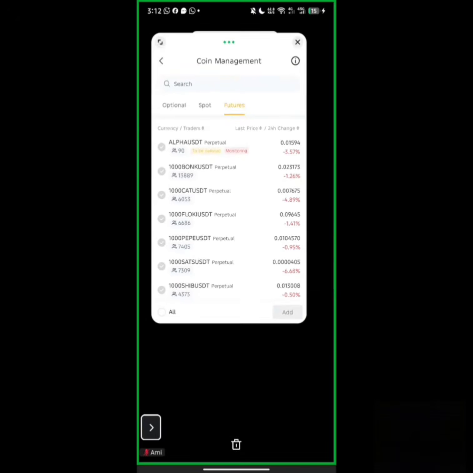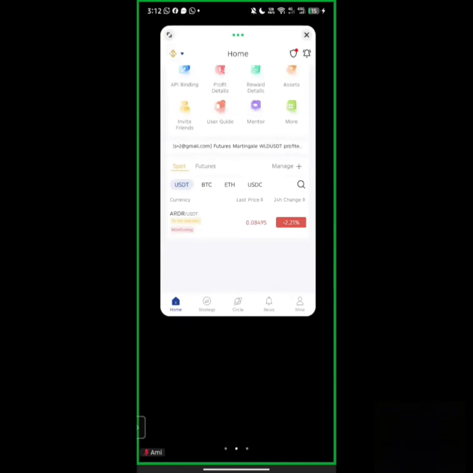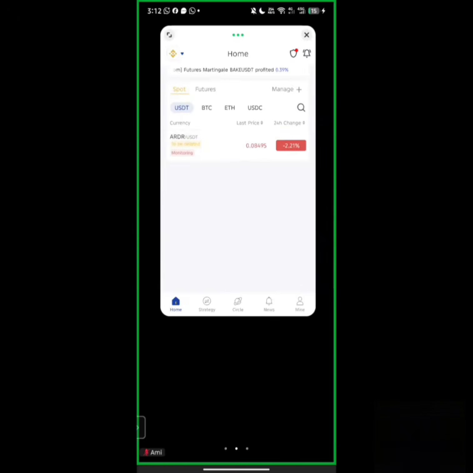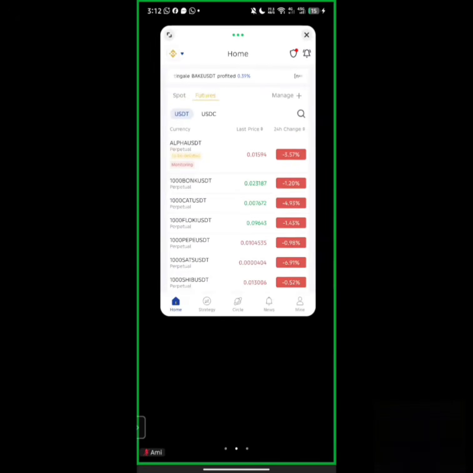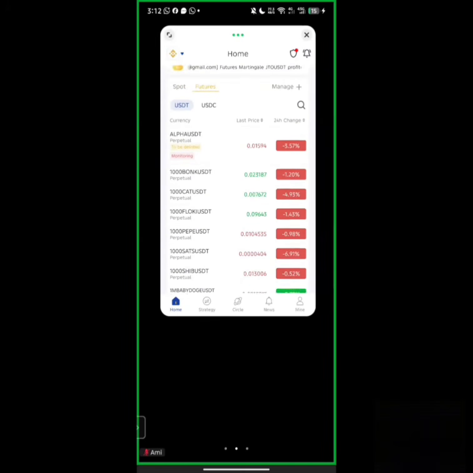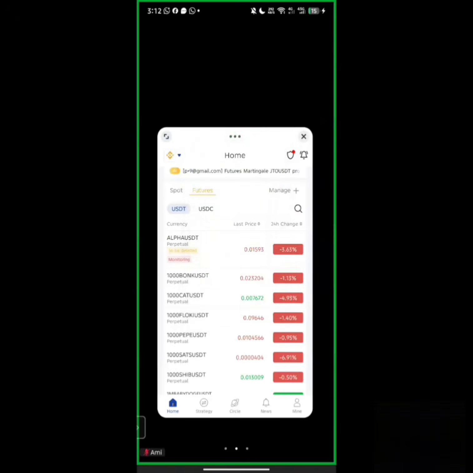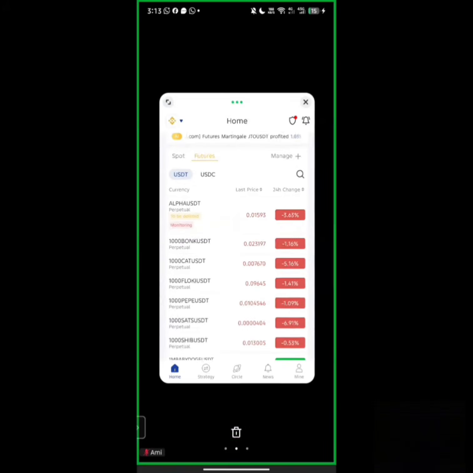So now that all the coins have been added, what do you do? You go back to your home page where the coins are. You can see I've removed all the coins in sports. That's why you can't find any coin there, but I have all my coins there in the futures market. You can see everything is there on the futures market. So what do you want to do after all the coins are already there on the futures market?